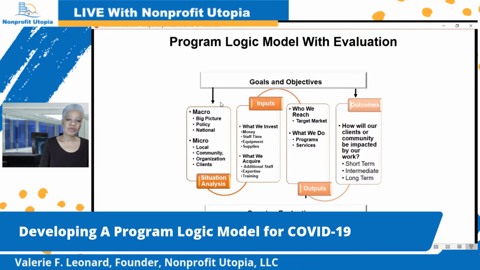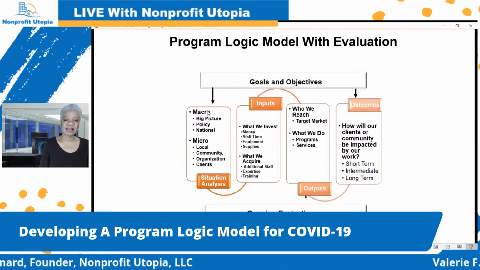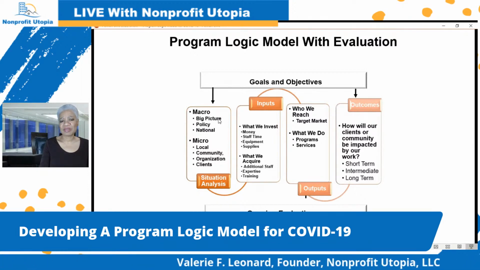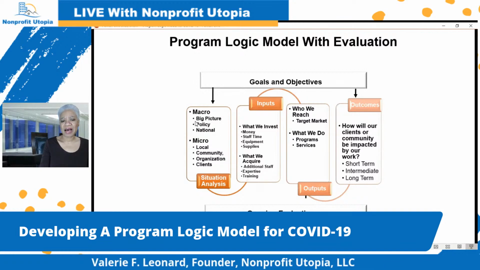So the first thing you do is your situation analysis. You're looking at the macro, which is the big picture. What's happening on the national level? What's happening with policy, right?